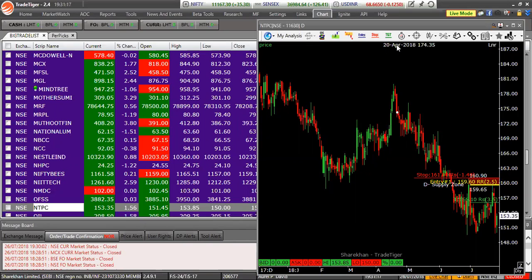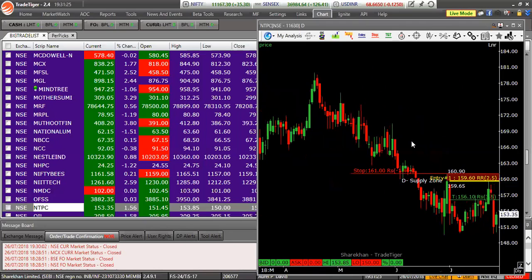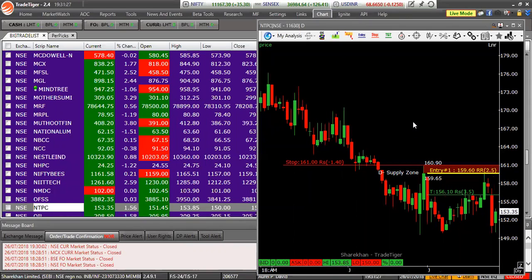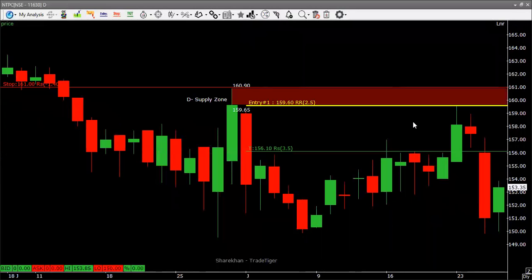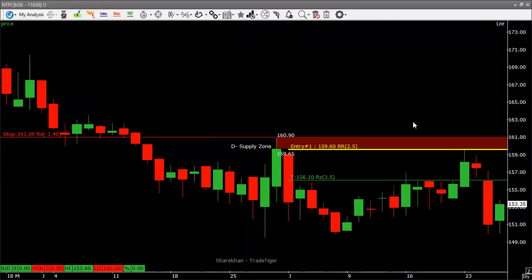So let's now have a look at a trade which I did this week. We can call this a positional trade because the trade is on a daily chart. This is the price chart of NTPC. Now here we can put together a couple of concepts which we discussed in the last few videos. One concept being that of a pro gap, a professional gap.